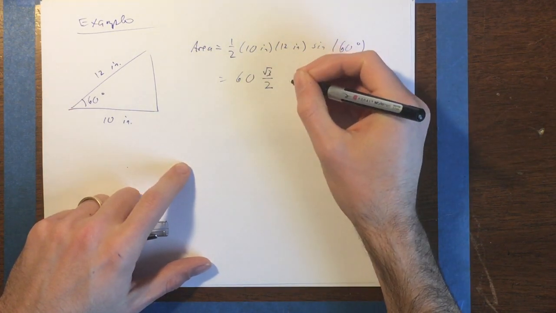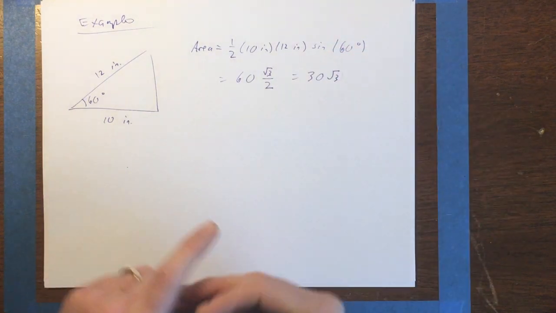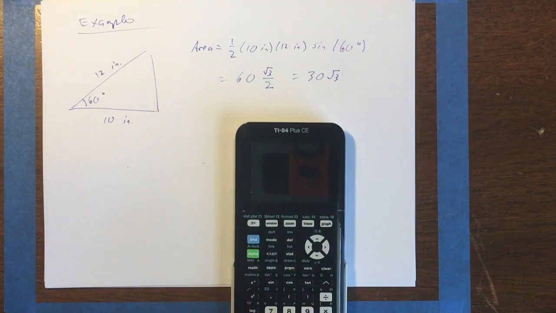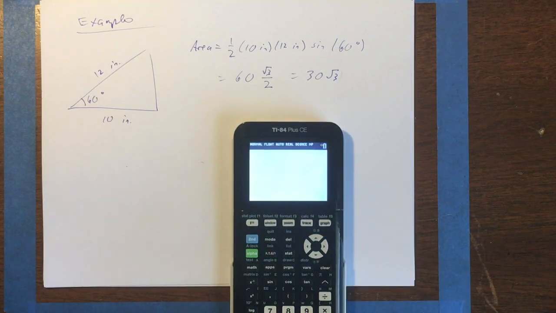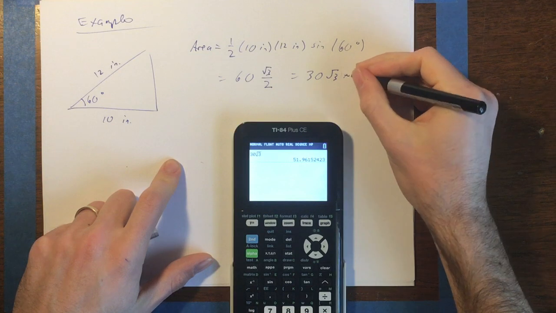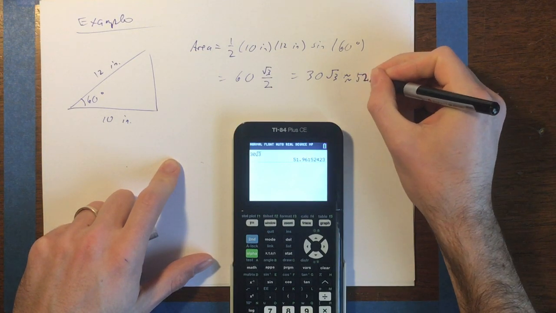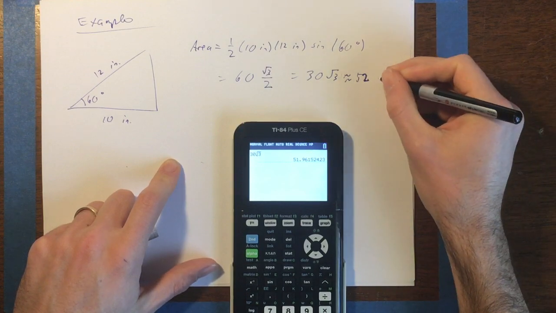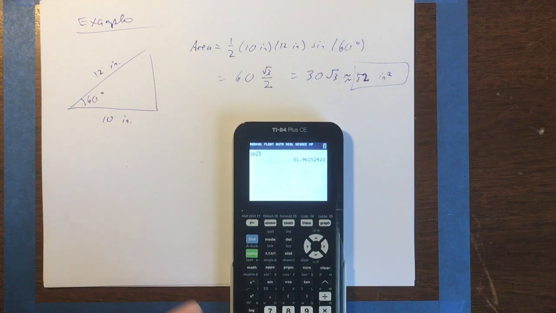And then this would be 30 root 3, which if you calculate that out, 30 times the square root of 3, you get about 52, if we round it, about 52 square inches for the area of that triangle.